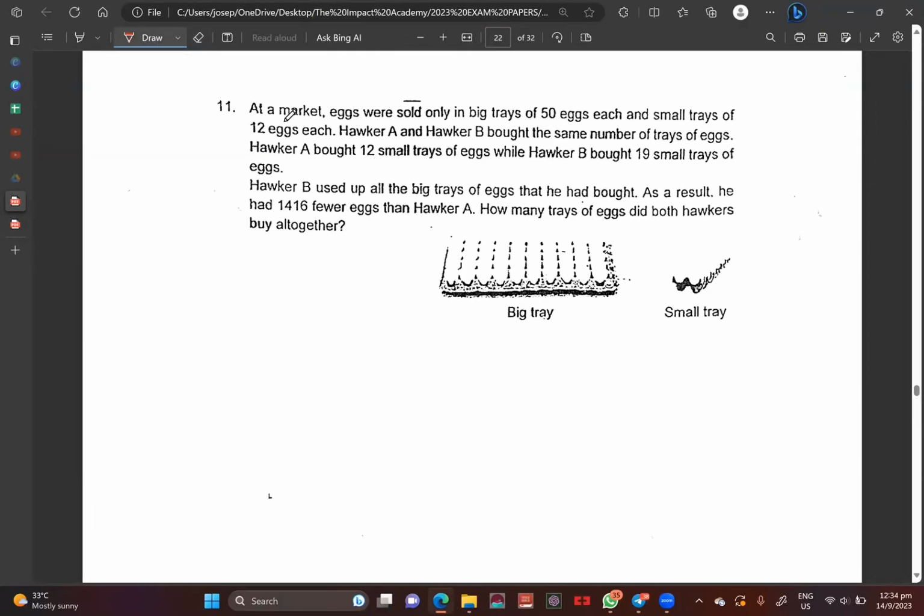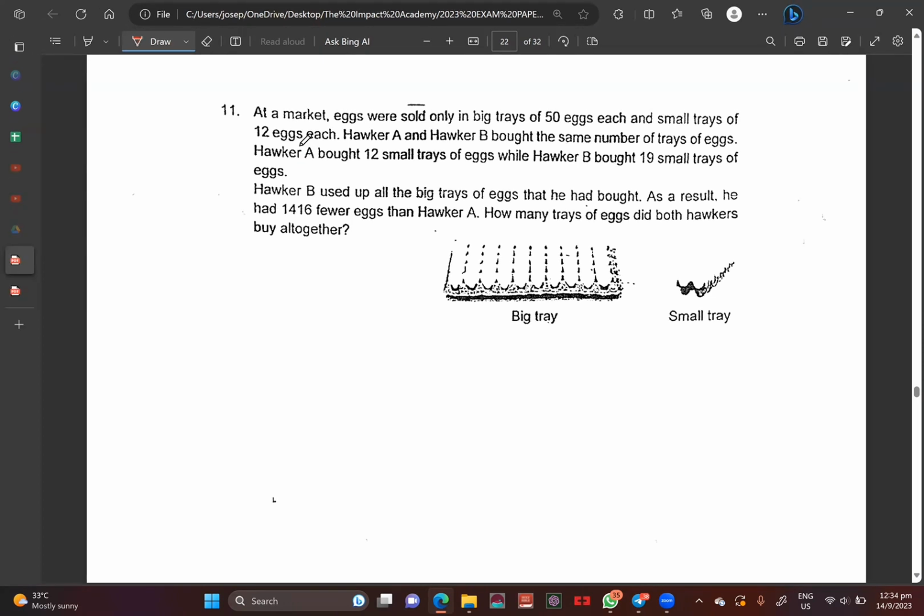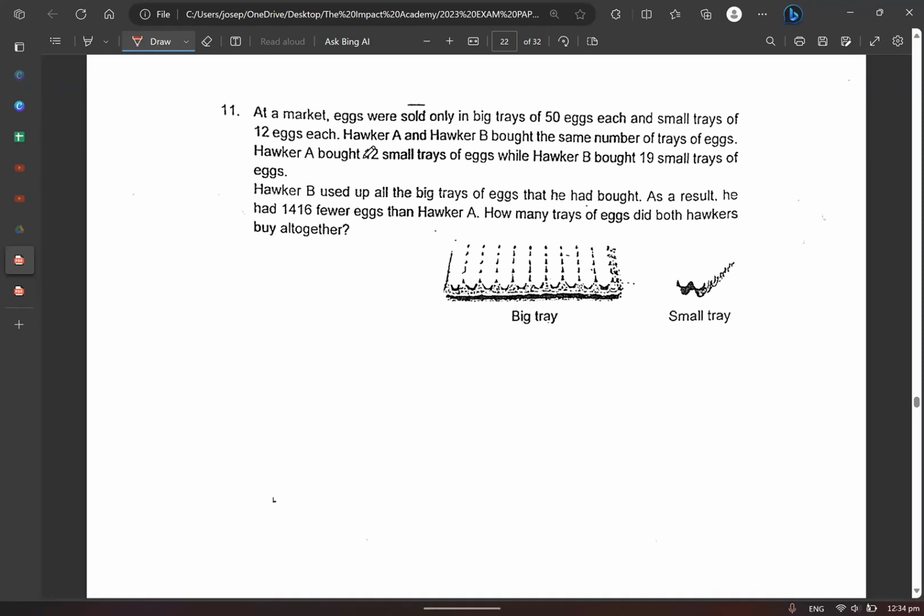Now, as you can see over here, it says that at a market, eggs were sold only in big trays of 50 eggs each and small trays of 12 eggs each. So what we want to do, of course, is write down: for a big tray, it will be trays of 50, and for a small tray, it will be 12 eggs in each. These are very important information.